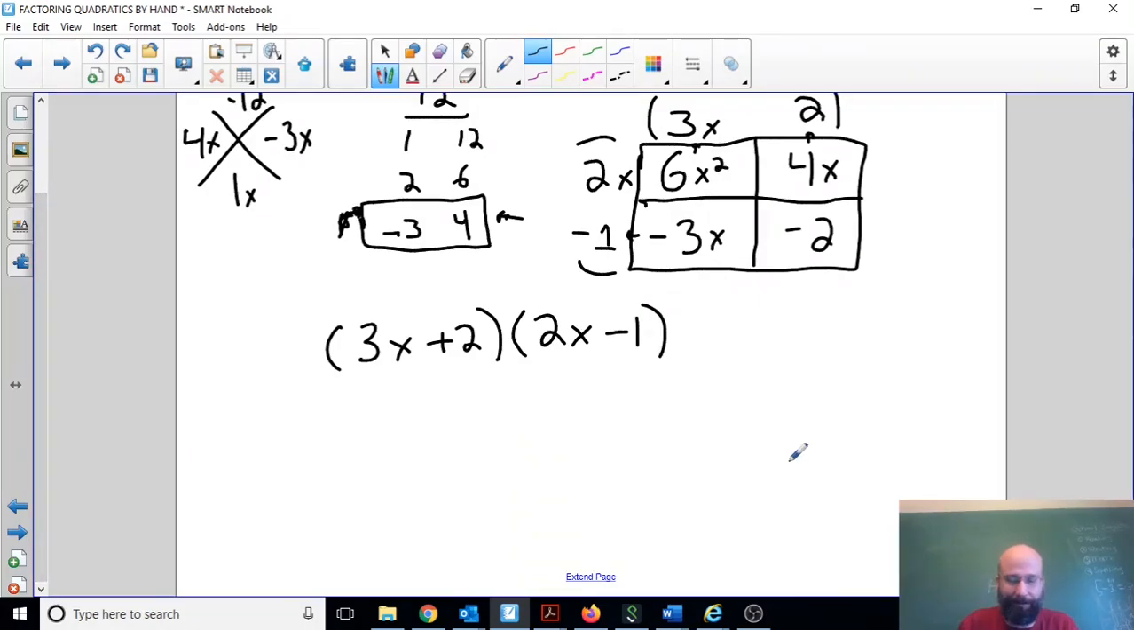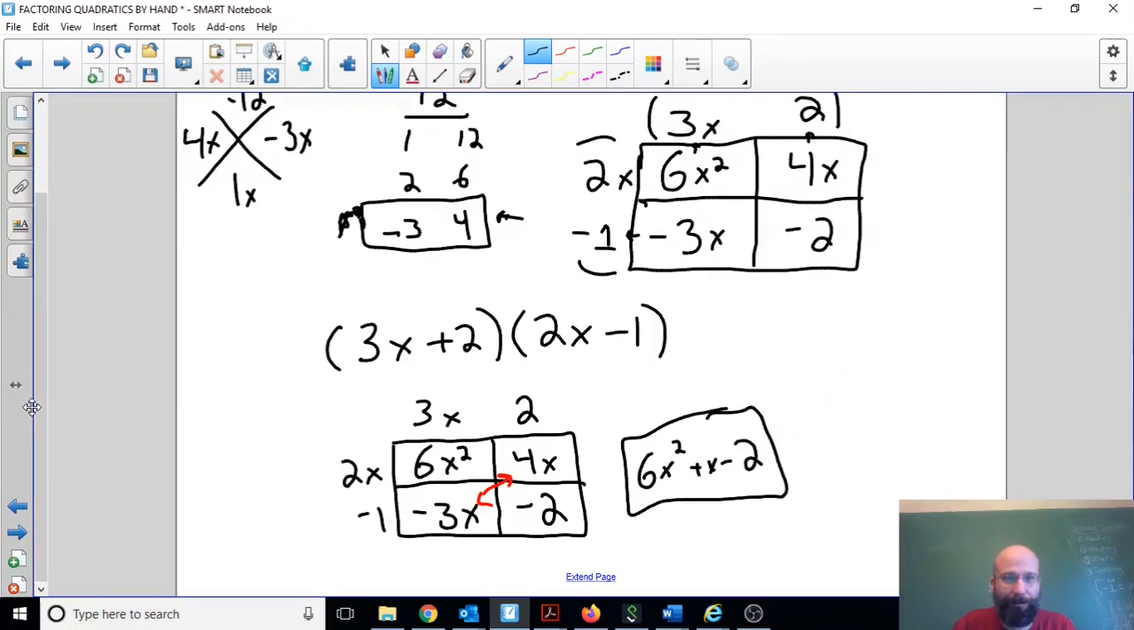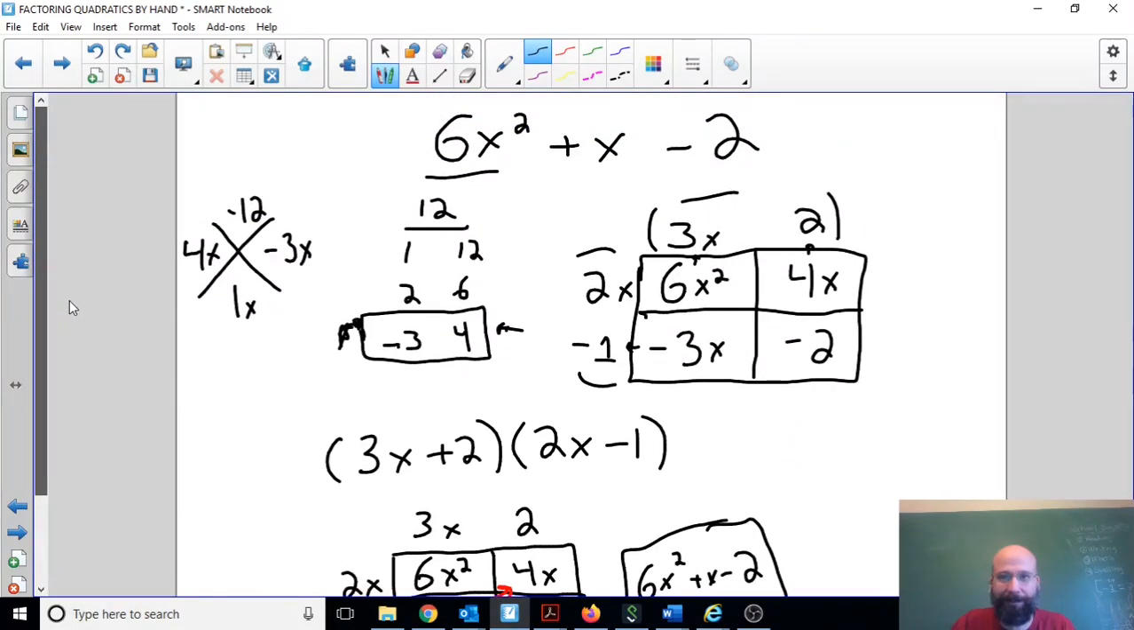And again, I'm going to check it. This one needs to be checked because it's harder. So I'm going to do the box. I'm going to do 3x plus 2 here and 2x minus 1 here. And I multiply 6x squared, 4x, negative 3x, and negative 2. I remember I'm going to combine like terms going this way. So I have 6x squared plus x minus 2. So if we scroll up here, do we get 6x squared plus x minus 2? And that is our original problem. So I know I solved it correctly.